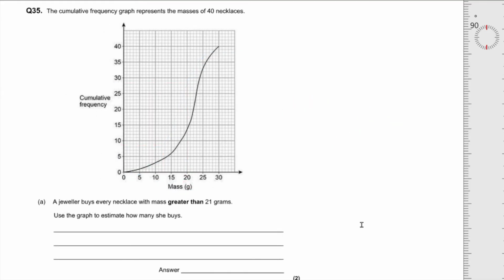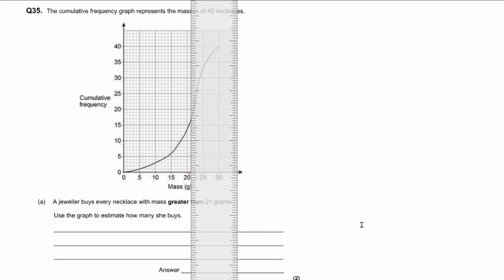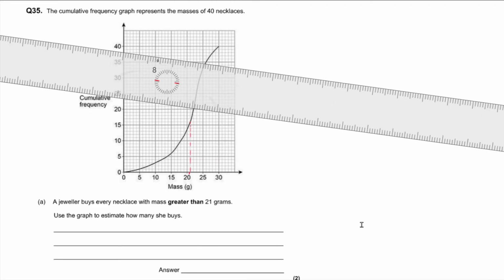Question 35. The cumulative frequency graph represents the masses of 40 necklaces. A jeweler buys every necklace with a mass greater than 21 grams. Use the graph to estimate how many she buys. Okay. So we're going to look up 21 on our graph. Where is 21 on the mass scale? We've got 5 units between 20 and 25. So it's just going to be 1 square over from 20, isn't it? So reading up from there till I hit the curve. Okay, and then change direction.